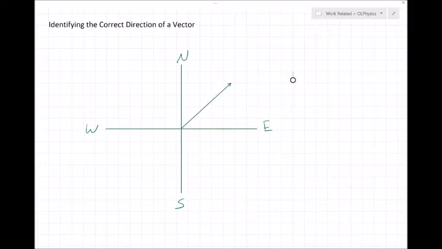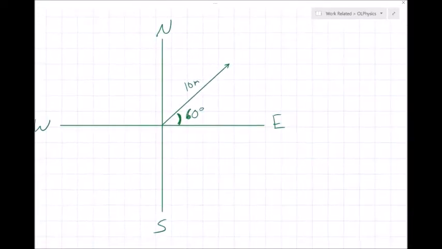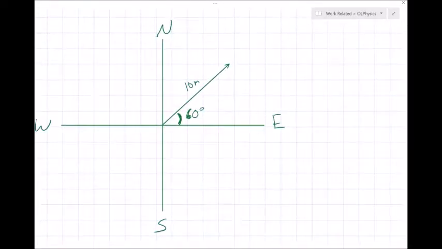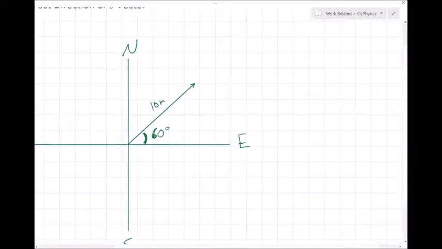Let's just give it an angle. It's pretty even. It looks like 45, but I'm just going to say it's 60 for the sake of this video. So let's just say it's 60 degrees. The question would be, how do we describe and correctly label this vector? And let's say that this vector represents 10 meters. The way we're going to do this is there's a naming convention that we can use.